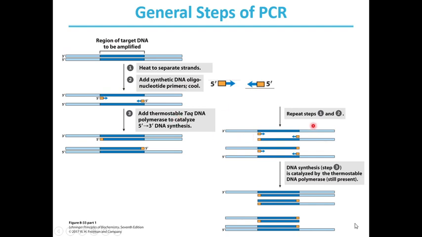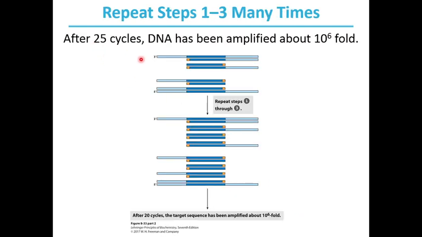When you repeat the same step, these oligonucleotide primers now use the newly formed strand as a template because they anneal to them, and the DNA polymerase polymerizes subsequent strands. And that results in the formation of further newly formed DNA strands. After about 25 cycles, the DNA has been amplified about 10 to the 6-fold. So this is an exponential process.